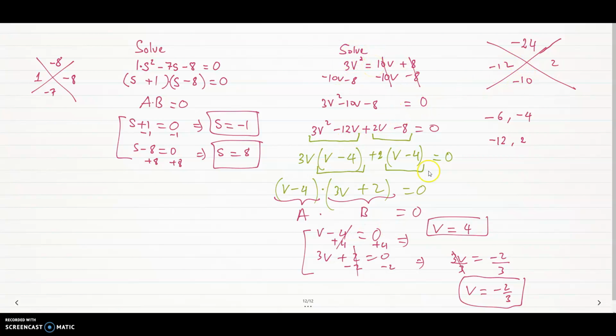So the second problem is a little bit complicated because you have to rewrite the middle term in terms of the two new numbers here, and then do the grouping factoring techniques and so on.